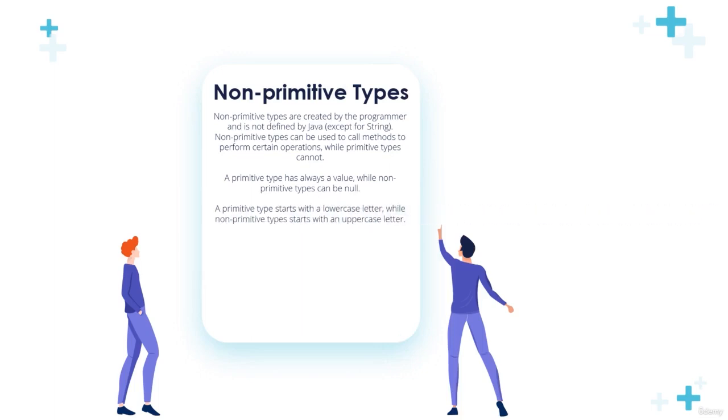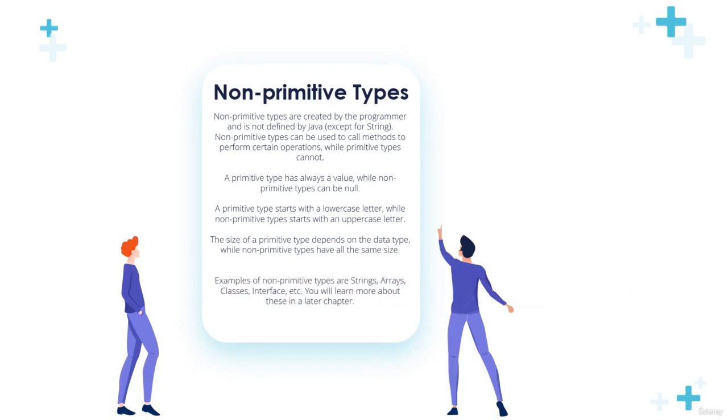A primitive type starts with a lowercase letter, while a non-primitive type starts with an uppercase letter, and we see it in strings. The size of a primitive type depends on the data type, while non-primitive types all have the same size. Examples of non-primitive types are strings, arrays, classes, interfaces, and so on. You will learn more about these in a later chapter and later section. Don't worry, we are going to see all of these data types in action in the next video.